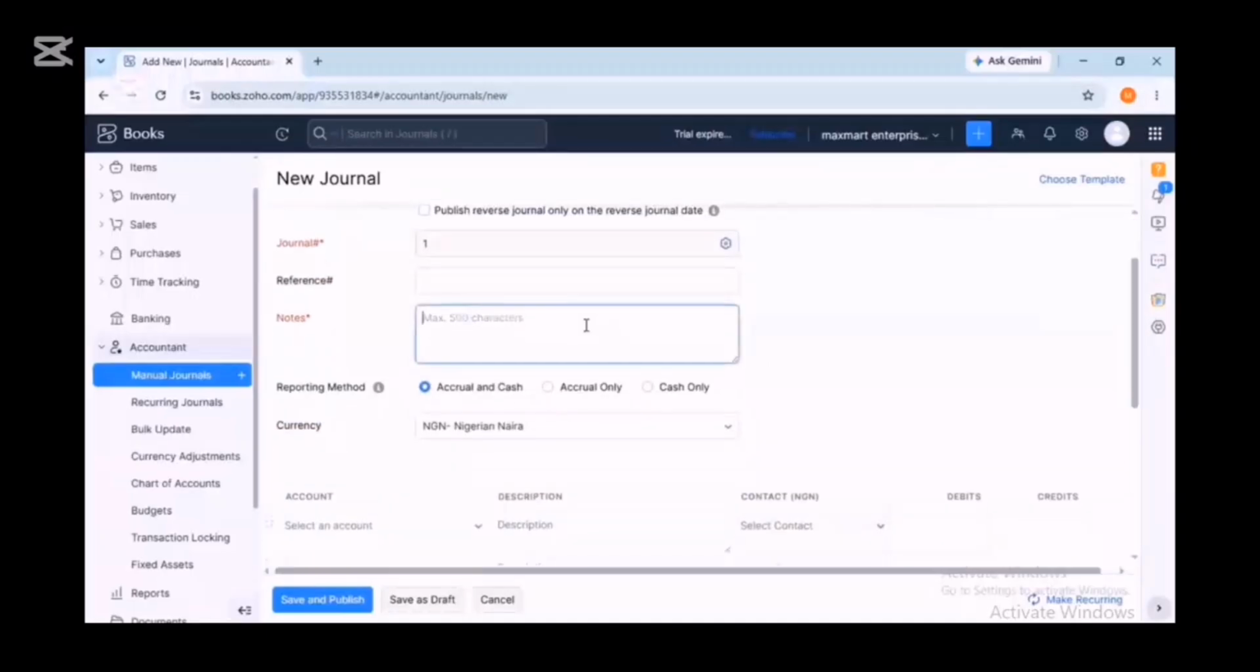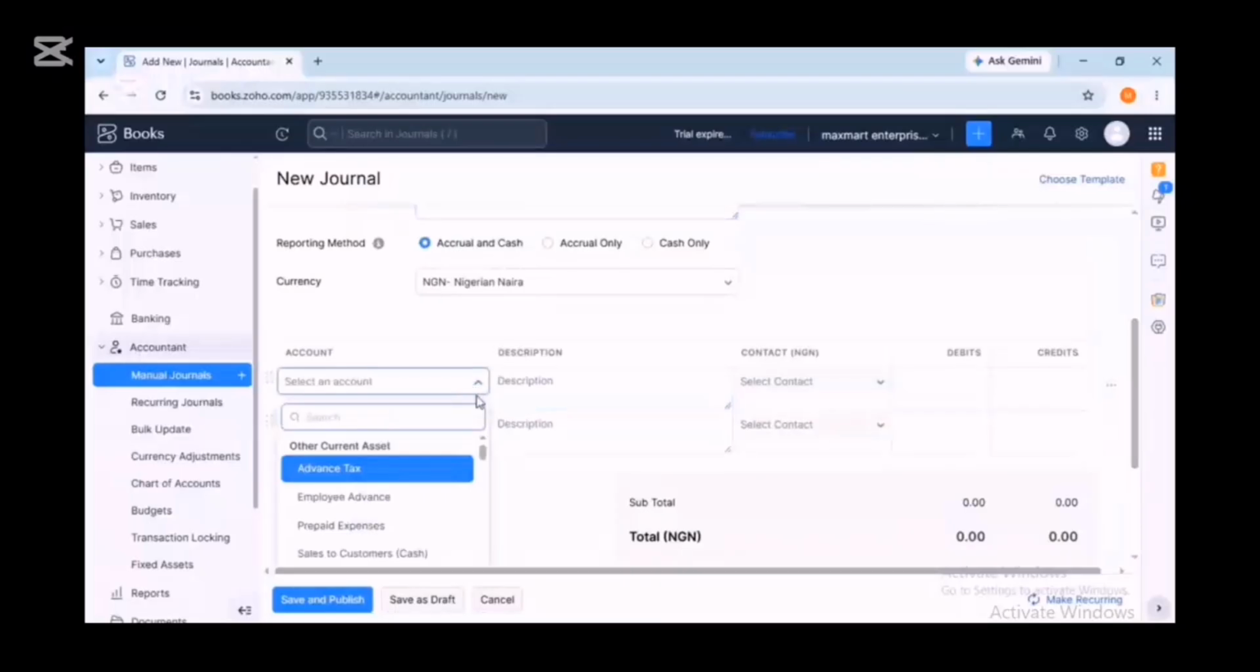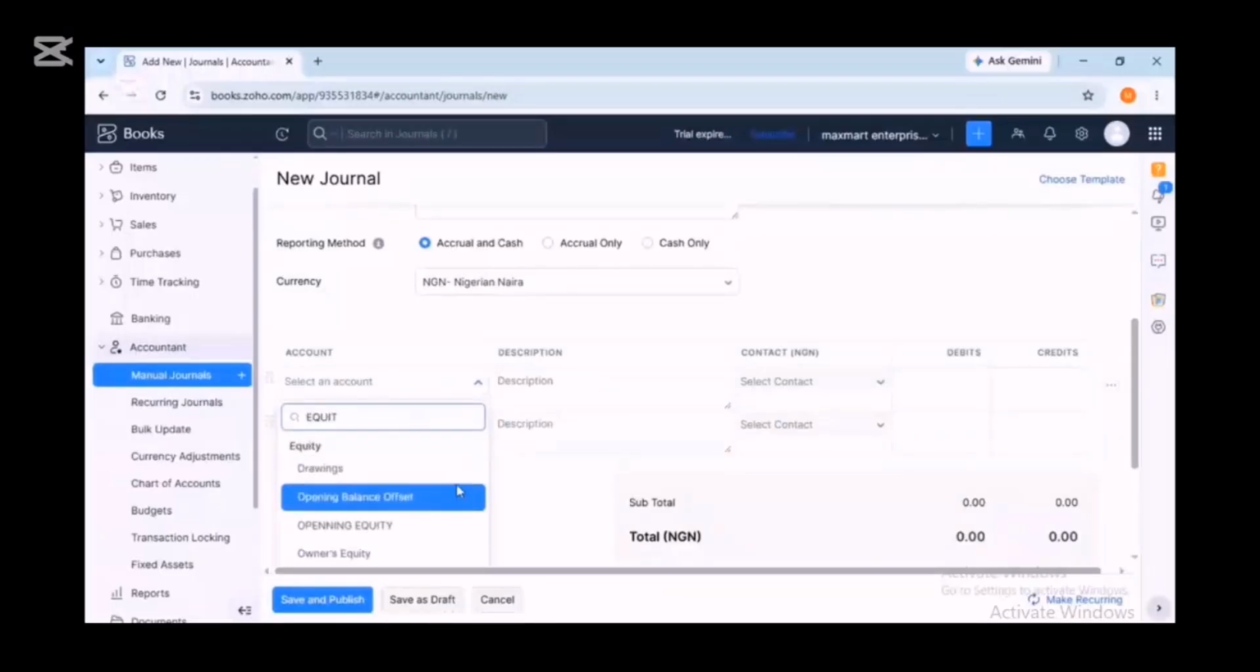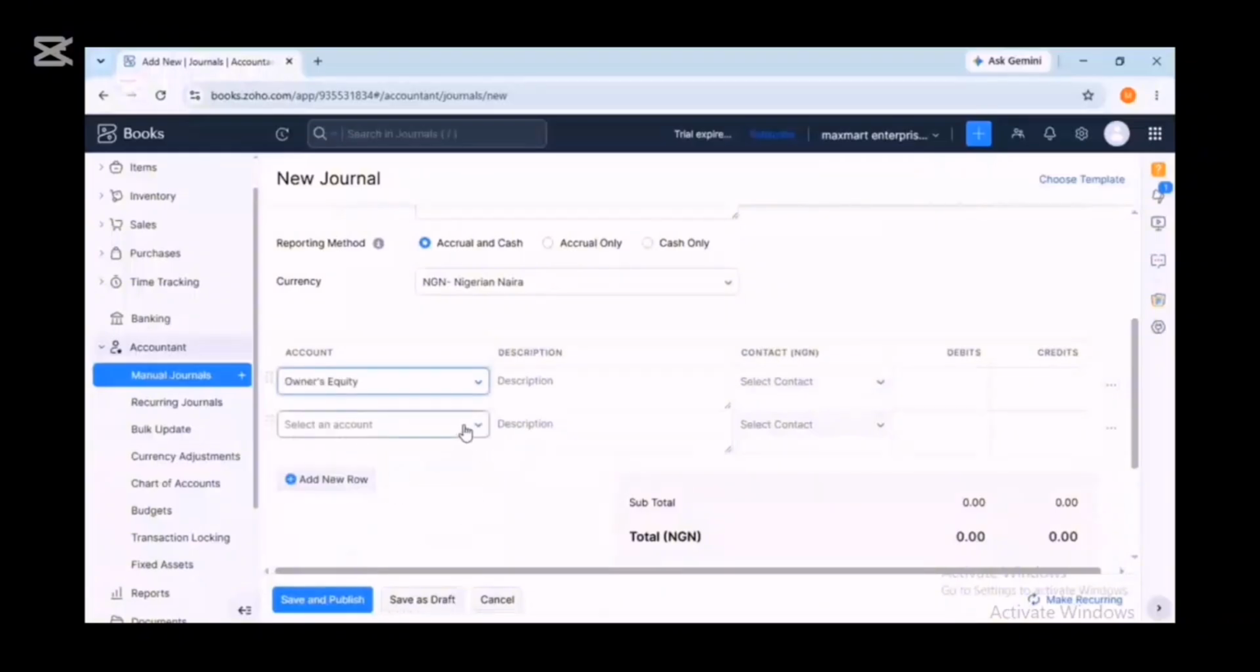So let's put the narration. Additional capital. Yes, he added new capital. So let's select the accounts involved. Definitely it is equity and bank. So equity, or rather it's owner's equity. Okay, it's right down there, owner's equity, exactly. So let's put the corresponding account.